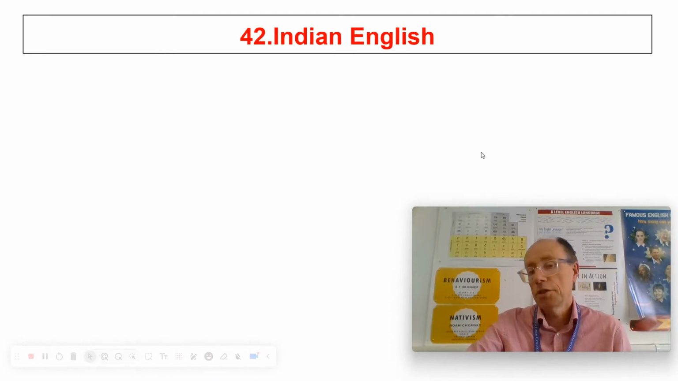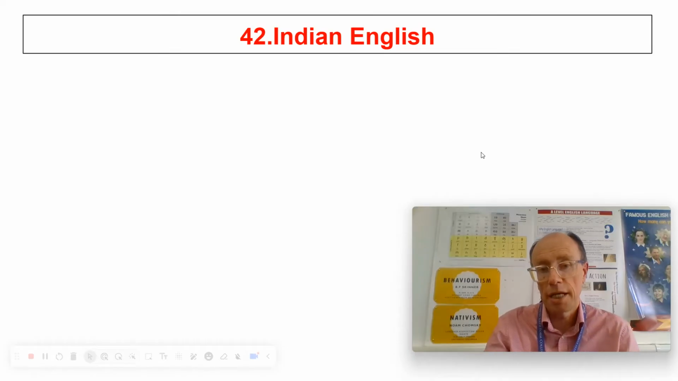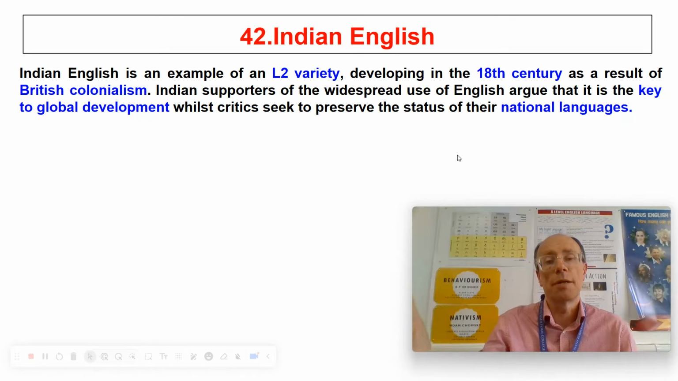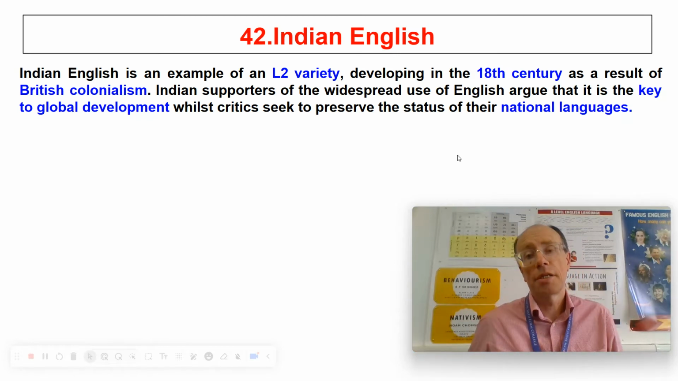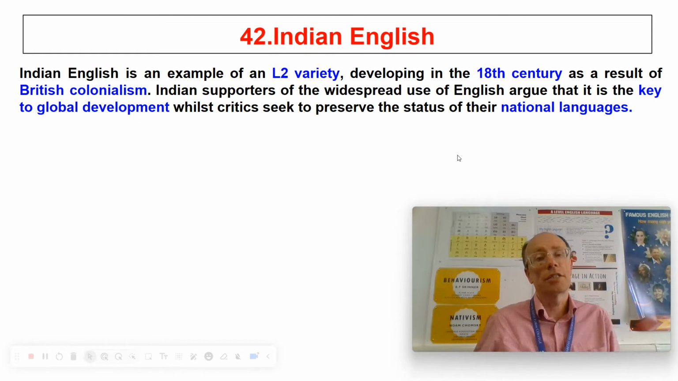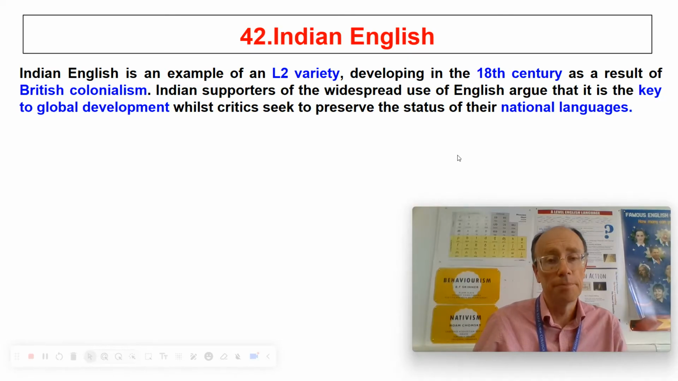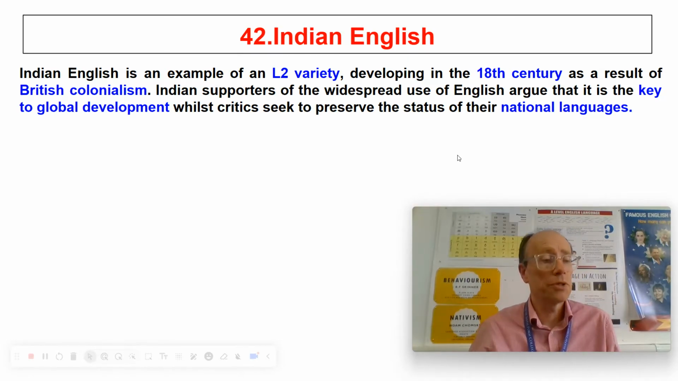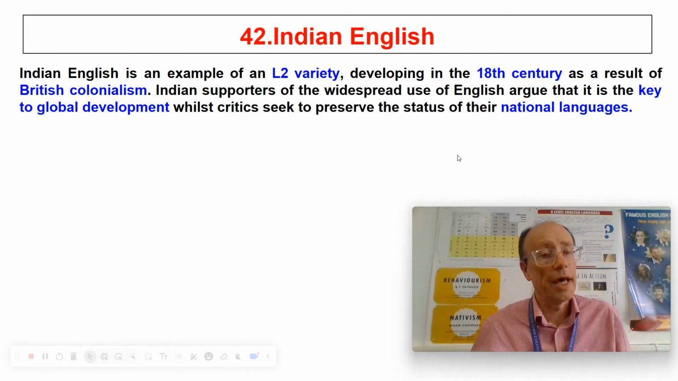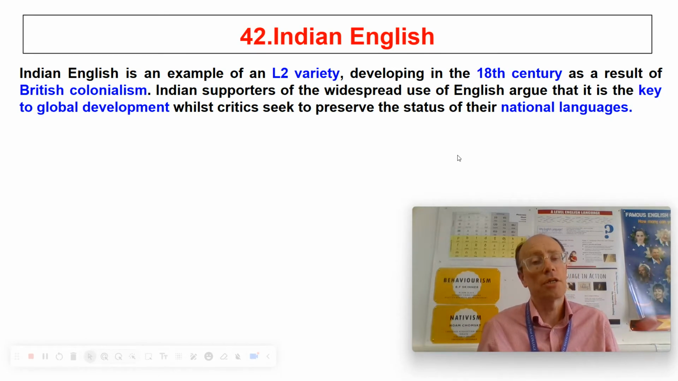Language change concept 42. Now remember, there are 48 in total, so 42 is about Indian English, which is a really good example of an L2 variety. This develops in the early 18th century as a result of British colonialism. And of course there are different opinions in India today about how much English to use. Some supporters of the widespread use of English argue that it's the key to global development. If you want to keep in tune with the world out there, then use English, get good at using English.